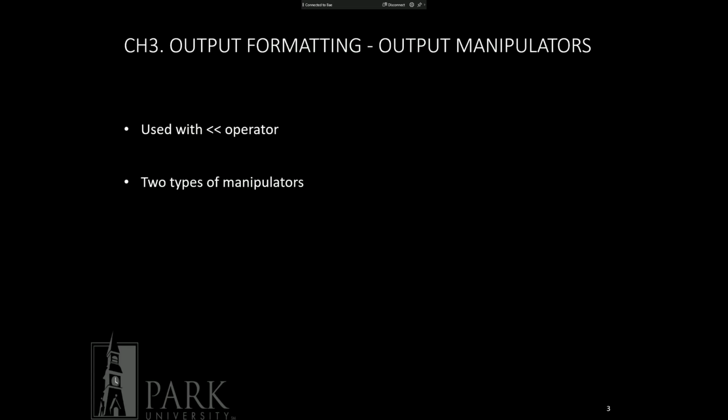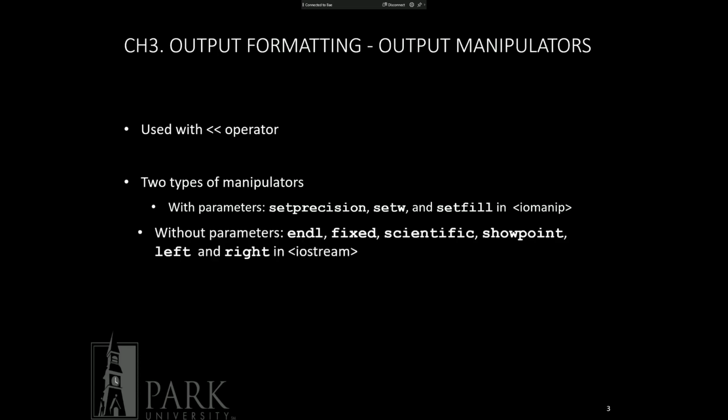C++ provides some manipulators to format output. They're used with the insertion output operator. Remember, that's this guy right here, right? There's two types of manipulators. There's the ones that need parameters, such as setprecision, setw, setfill, and these are located in the iomanip header. And then there's also ones that don't require parameters, such as endl, fixed, scientific, showpoint, and left and right. And these are in the iostream header file.